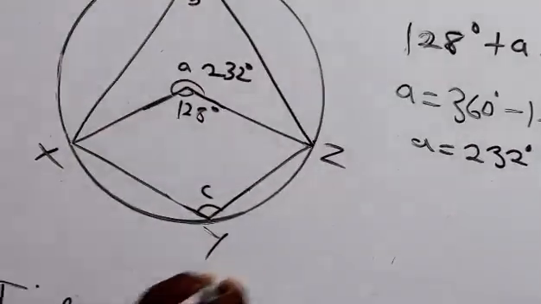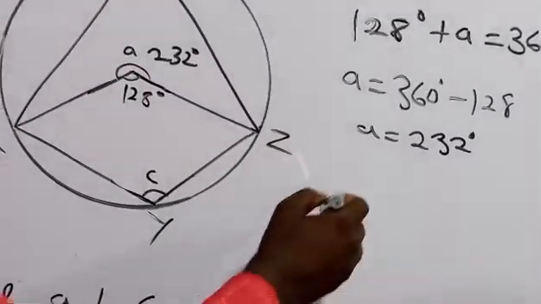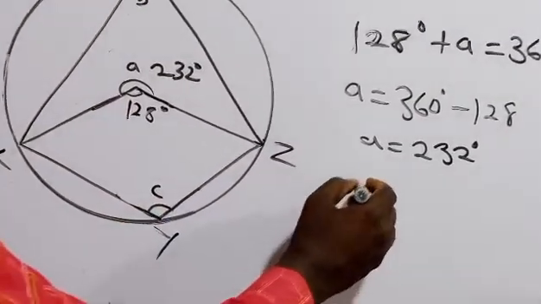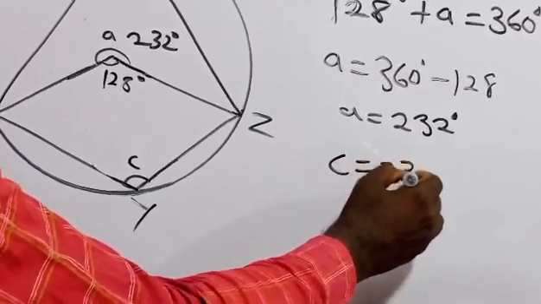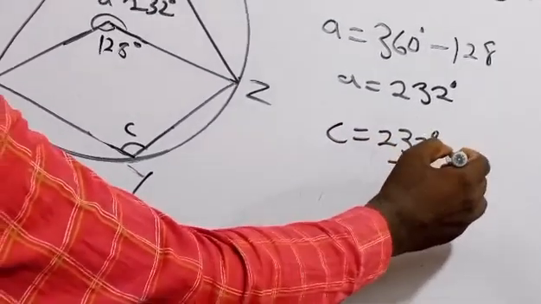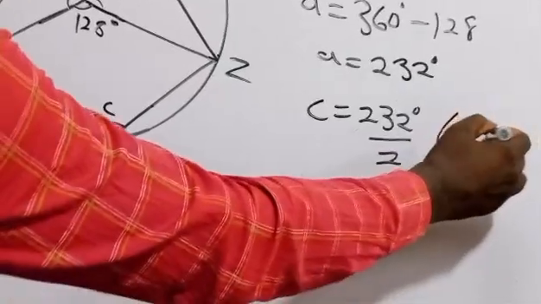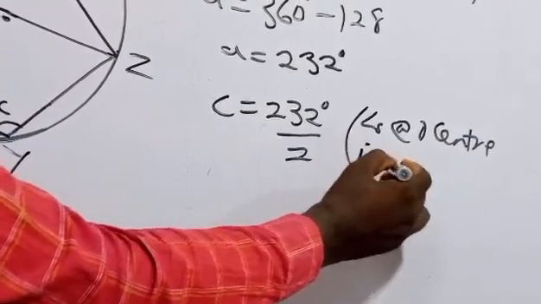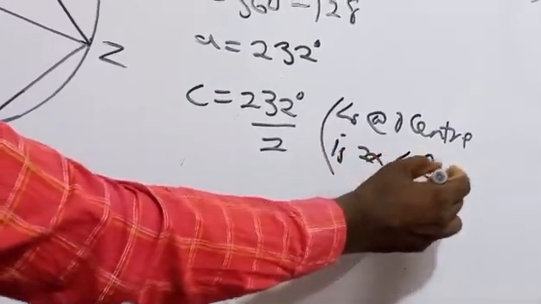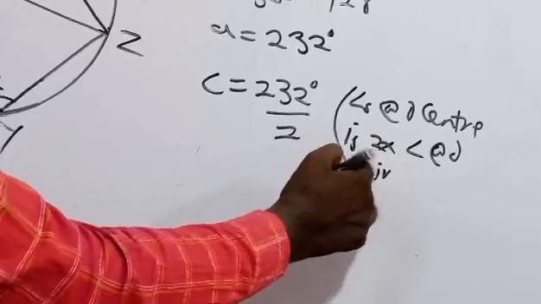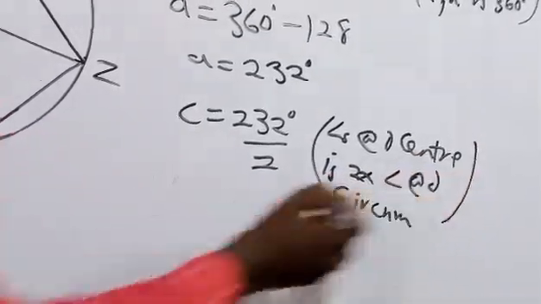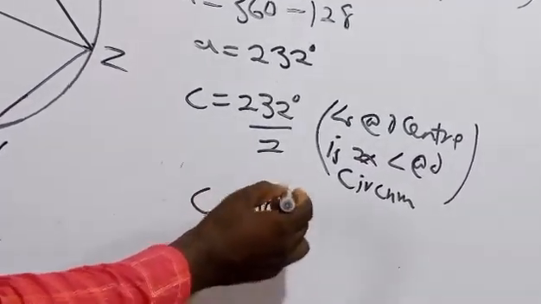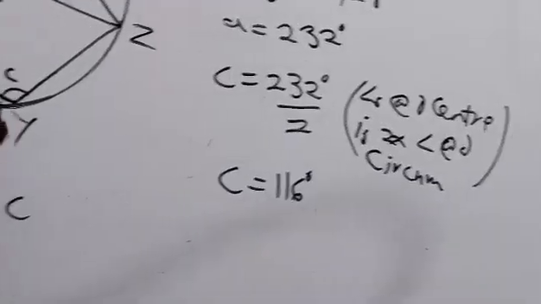From here, I can get my C easily. If you remember a theorem that says angle at the center is twice angle at the circumference. So my C is the same thing as 232 degrees divided by 2. Why? Because angle at the center is twice angle at the circumference. All right. So C is now the same thing as 116 degrees. So that is the value of my C.